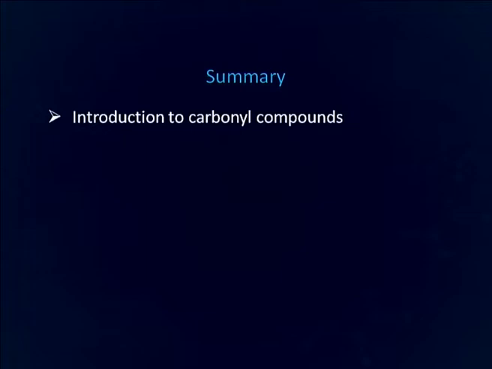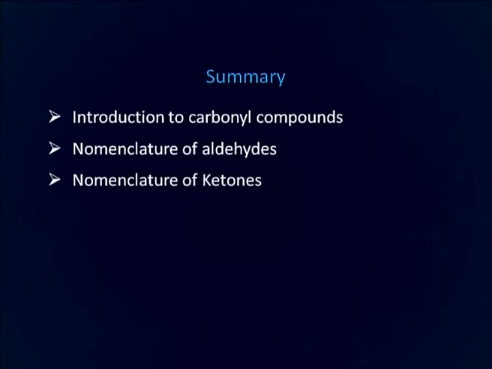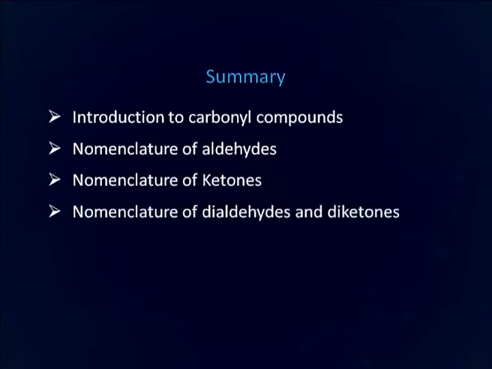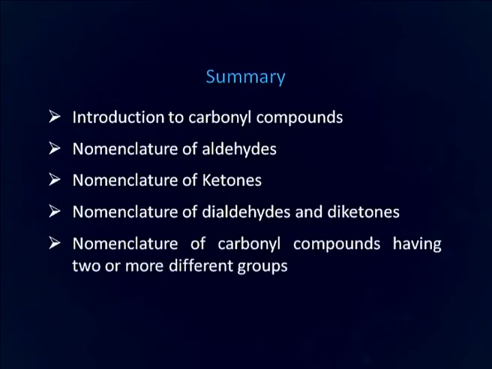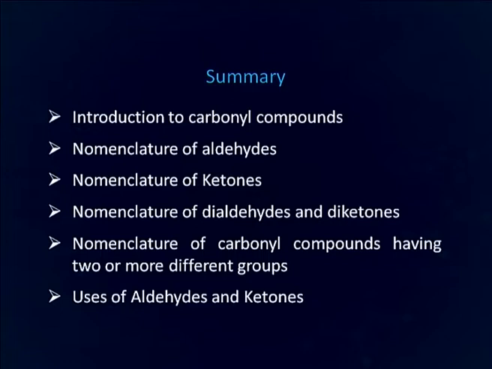Now to summarize today's lecture, we have introduced carbonyl compounds to you in the present lecture. Then we have discussed nomenclature of aldehydes, ketones, dialdehydes, diketones in detail. We have also discussed the nomenclature of carbonyl compounds having 2 or more different functional groups. We have introduced you to the concept of priority rule, how the different functional groups are given priority, and lastly we discussed in this lecture the uses of aldehydes and ketones at various places.